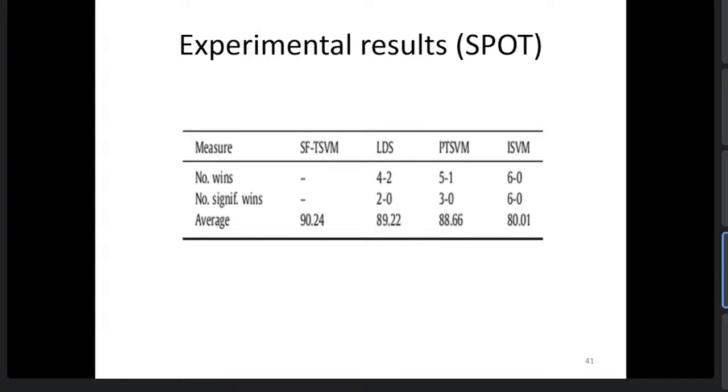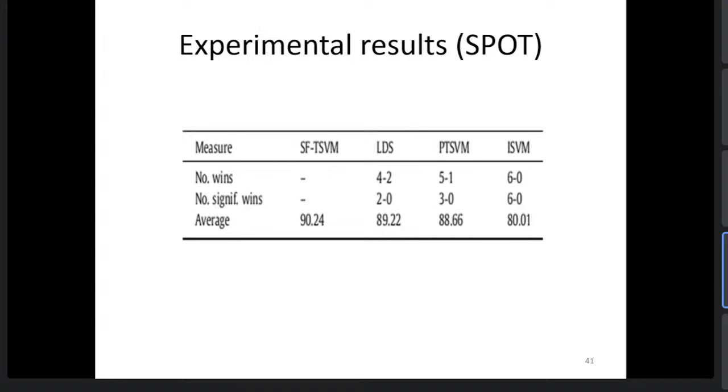Okay. For ISBM, SFT wins in 6 cases, ISBM wins in 0. Okay. And you see the average value, the average of all. So you see that the average in our case is 90.24, and it is more than the other accuracy values offered by the other algorithms. Okay. Now move to the next slide.